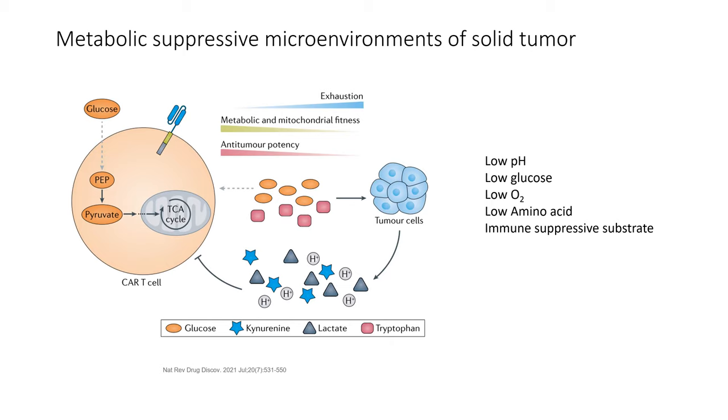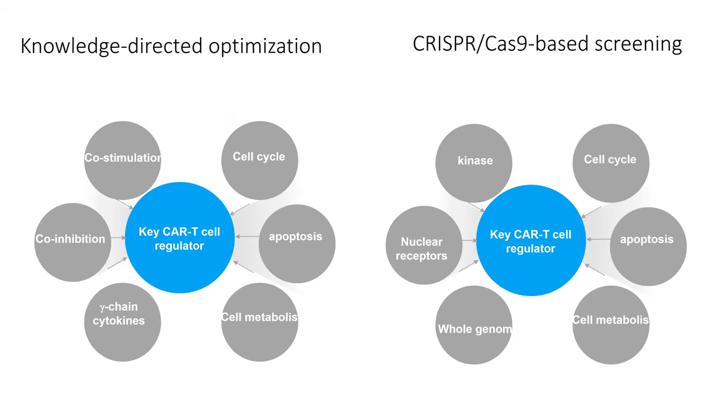So the metabolic re-engineering of CAR T cells is required to apply the CAR T cells for solid tumor treatment. In our lab, there are two directions to optimize the function of CAR T cells. The first is what we call the knowledge-directed optimization. The second is CRISPR-Cas9-based screening.